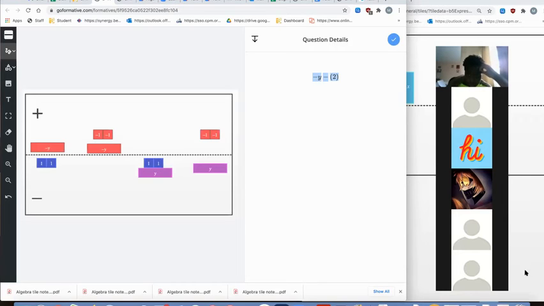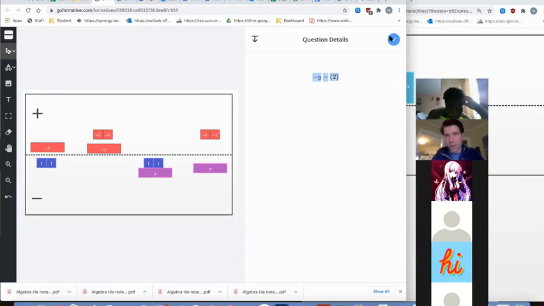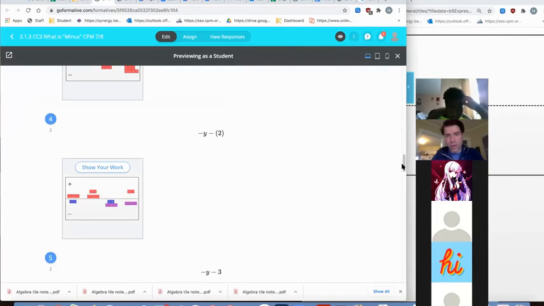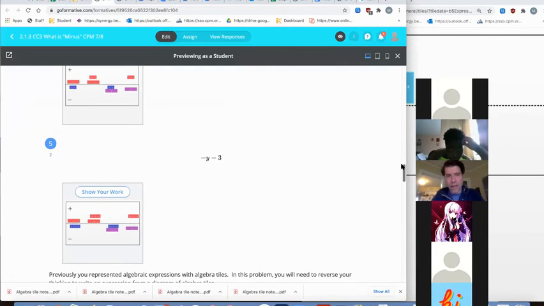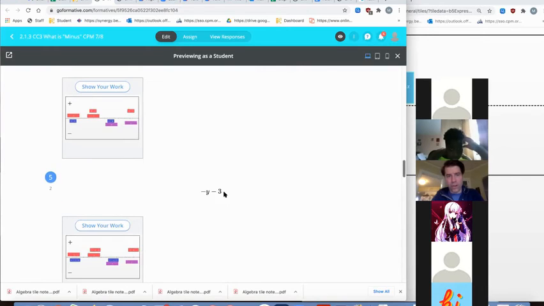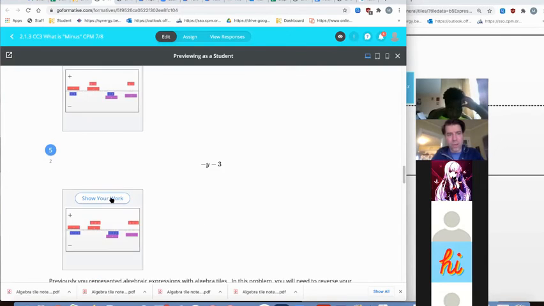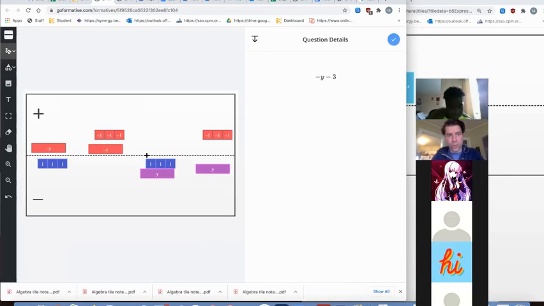You guys are all showing me hands that show me that you're feeling this and that this makes sense. I'm going to check this answer off. I'm going to go down to the next one, which is negative y minus 3. Notice that the only difference here is that this one has parentheses and this doesn't. These are the same problem. This one just says 3 instead of 2. All of the answers are going to look the same, except there's 3 instead of 2 unit tiles in each one. They're the same thing.